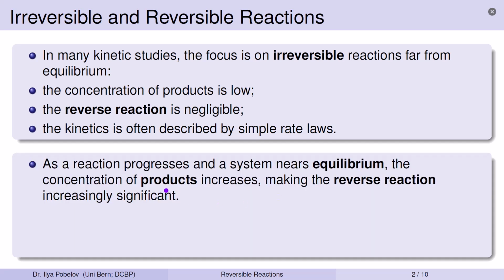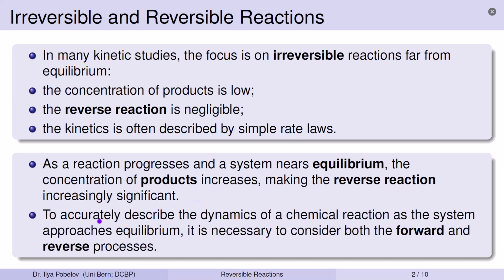However, as a reaction progresses and a system nears equilibrium, the concentration of products increases, making the reverse reaction increasingly significant. To accurately describe the dynamics of a chemical reaction, especially as the system approaches equilibrium, it's necessary to consider both the forward and reverse processes.